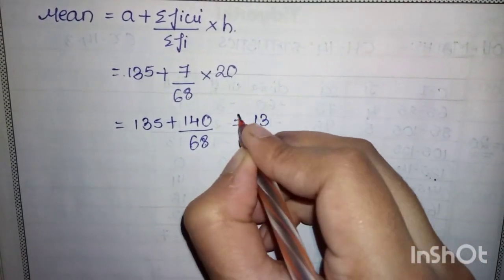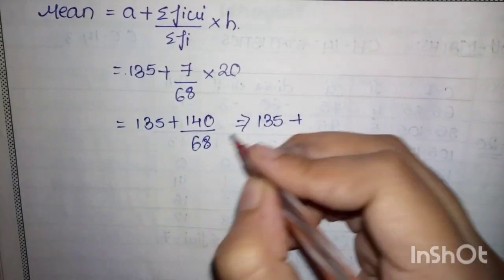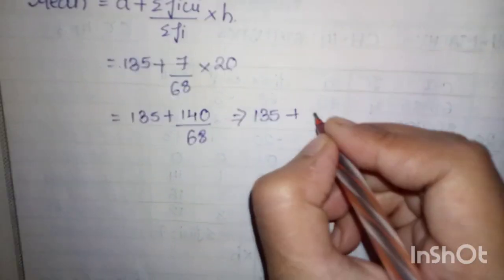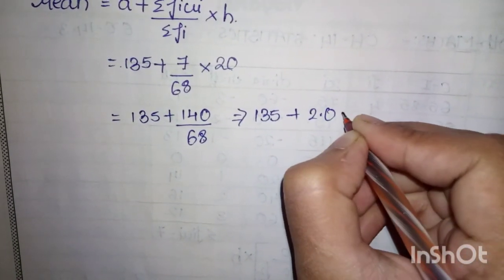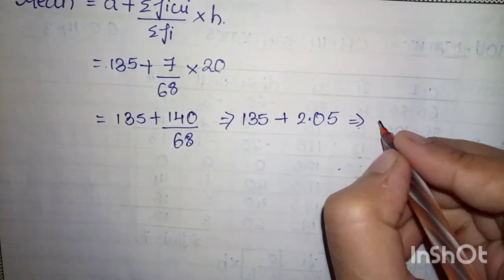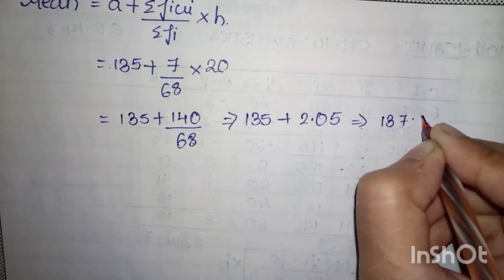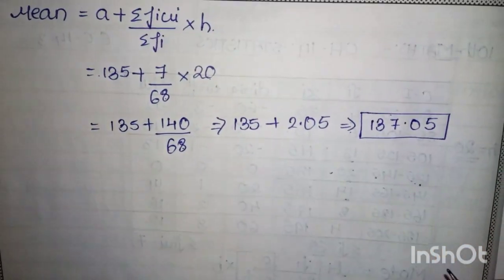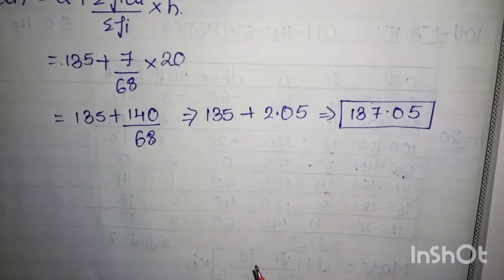Okay, next 135 plus, on multiplying these two values, that is 7 into 20, you get 140 by 68. So 135 plus, when you divide these two values, the answer will be equal to 2.05. Okay, so when you add all these values, it will be equal to 137.05. So therefore the mean of the given data is 137.05.